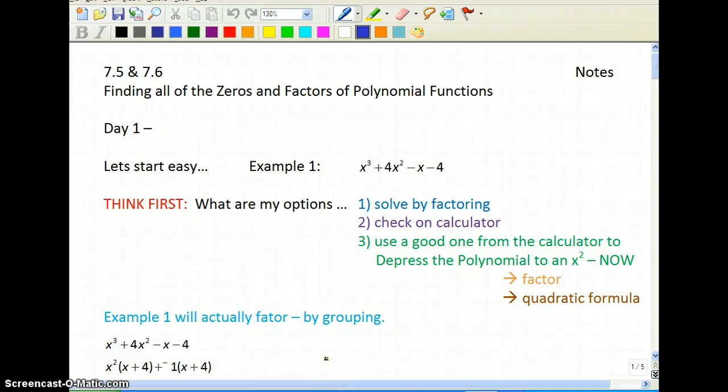All right, moving on to 7.5 and 7.6. Today we'll do some in 7.5, which kind of leads us right into 7.6. We've done a little bit of this already, so we're just going to review and try to put it all together. I'm going to start with a pretty easy example.